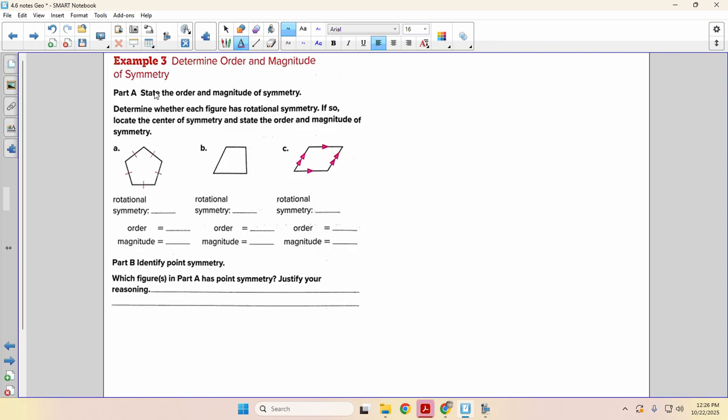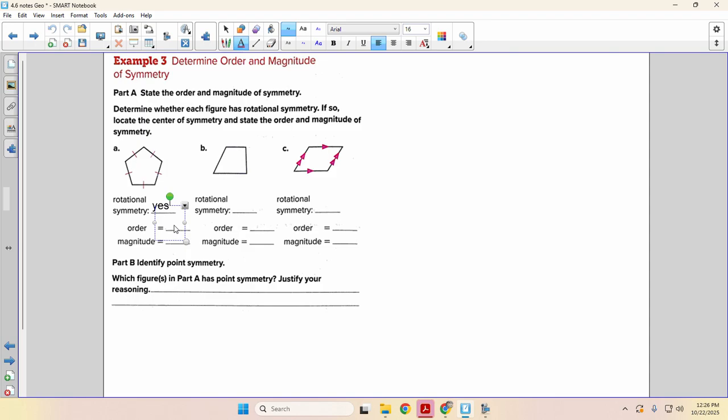All right, so the hardest thing you're going to do in this section is to determine order and magnitude. So let's take a look at some different figures and see what the order and magnitude is here. So I have a 1, 2, 3, 4, 5-sided figure. All the sides are congruent. Does this have rotation symmetry? The answer is yes.